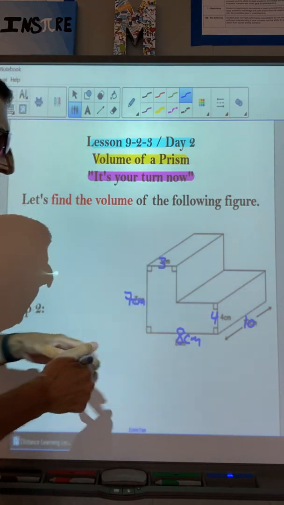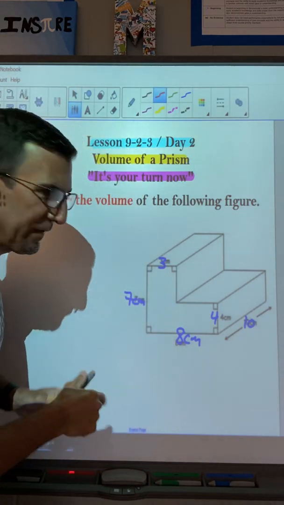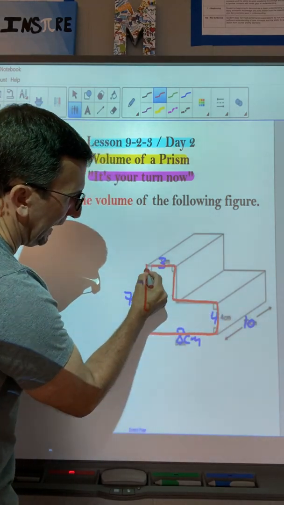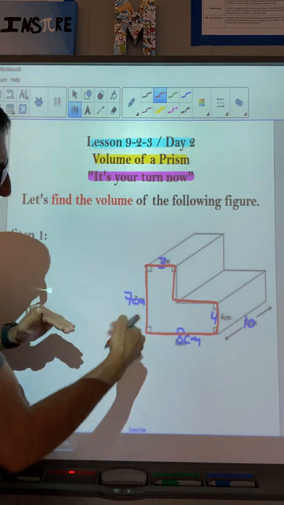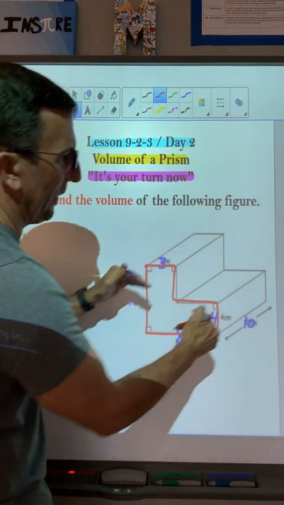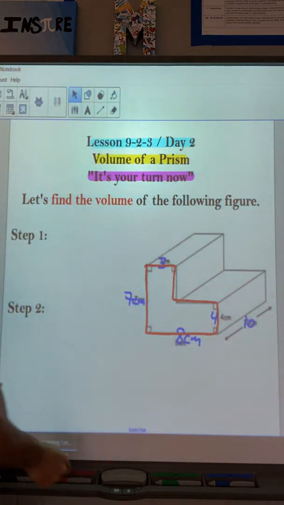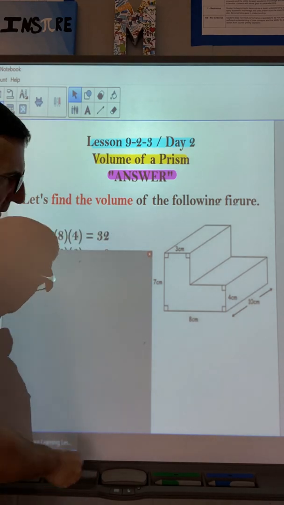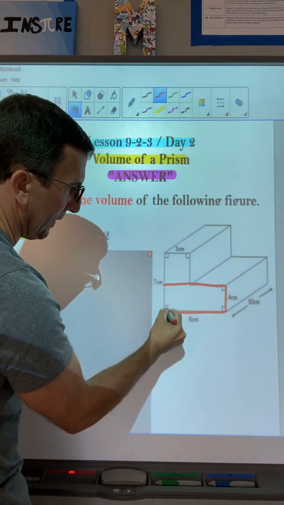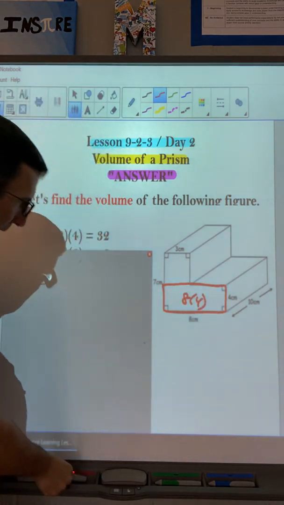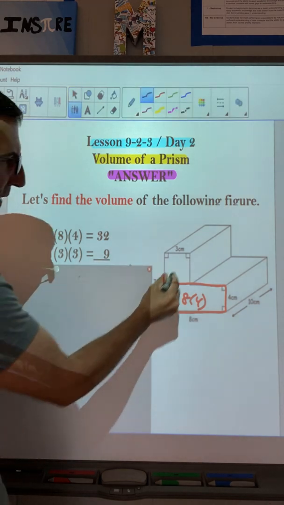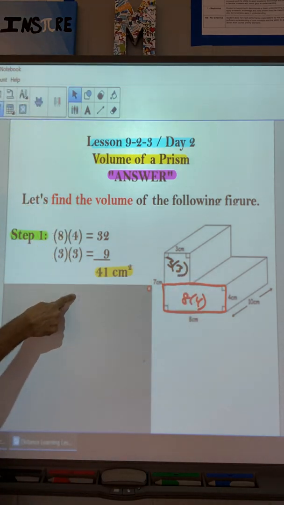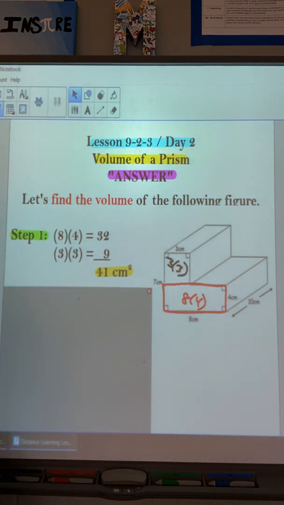Okay, so hopefully you had enough time. I am hoping when you pause this, you took this as your flat base. You flipped it over, so this became the bottom of it. And then that was my height. So let's take a look. So you should have done 8 times 4, which was this piece right here. Then you should have done 3 times 3, which is this piece right here. And you should have gotten 41 centimeters squared.